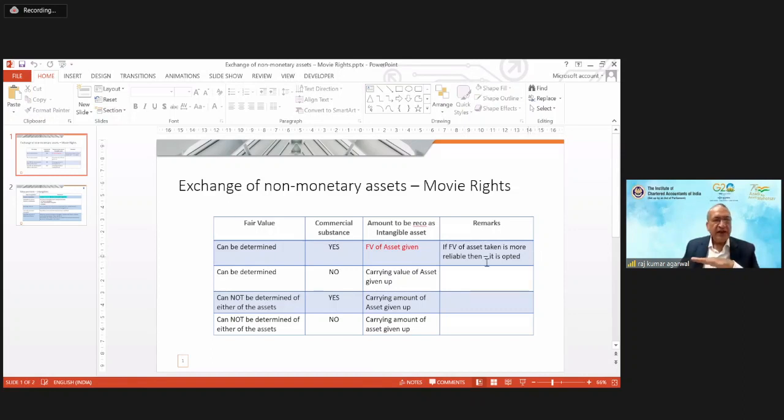In all other cases where either the fair value cannot be determined or there is no commercial substance, basically what we do is we account for the incoming asset at the carrying value of the asset given up. So basically there would not be a difference unless there is some cash component involved in the exchange transaction. So Sarthak, am I clear?